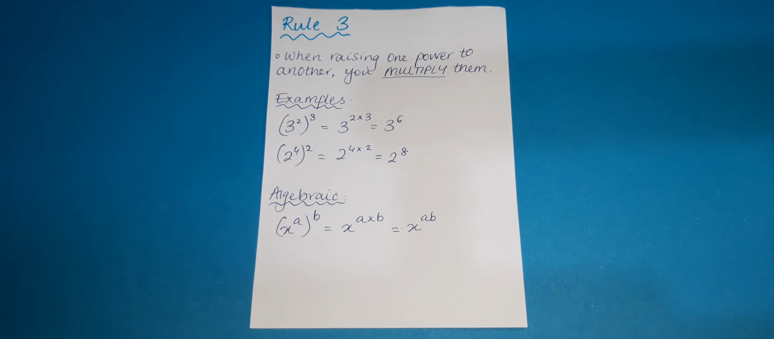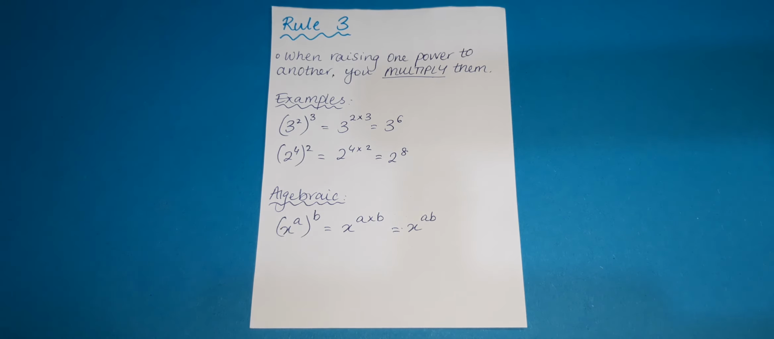Rule number 3. When raising one power to another, you have to multiply them. So in the example, we can see that 3 to the power of 2 is in brackets, and the whole bracket is raised to the power of 3. This just means that we need to do 3 to the power of 2 multiplied by 3, which is 3 to the power of 6.